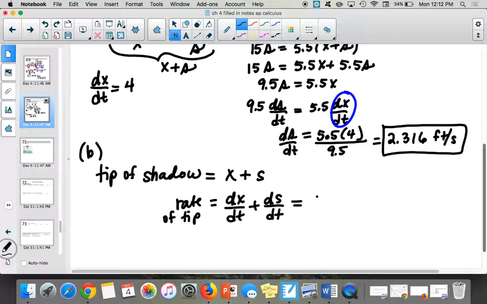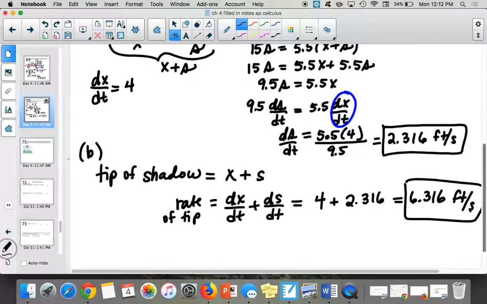So you take your 4 that you had from before and you add it to the 2.316 and you get 6.316. So the AP test could ask either. I know it's frustrating. You took the original velocity, how quickly she was walking away, and you added it to the rate that the shadow was changing at that point.